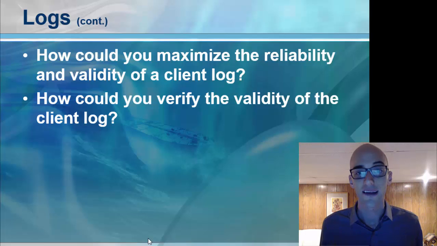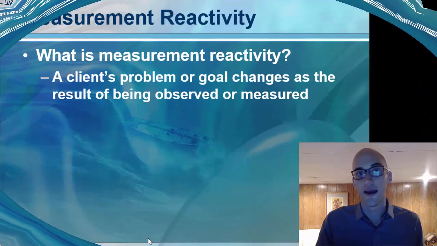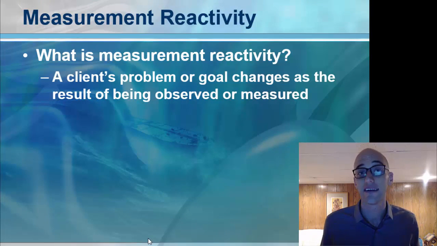And the second question is, how could you verify the validity of the client log? This is where having some of those validating sources or third parties come in, whether it be a spouse or a coworker, and having them try to report back to you whether or not their observations match whatever your client's observations are. And that's a great segue into measurement reactivity.